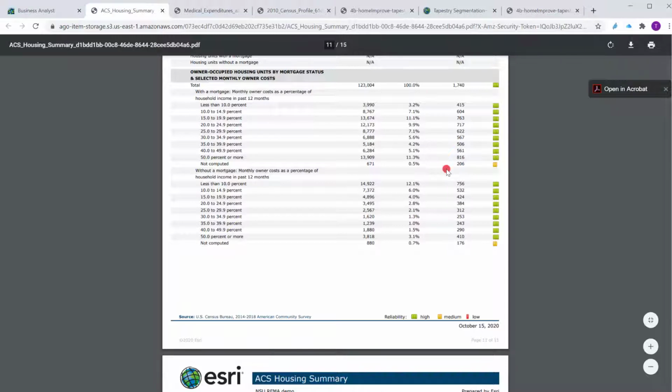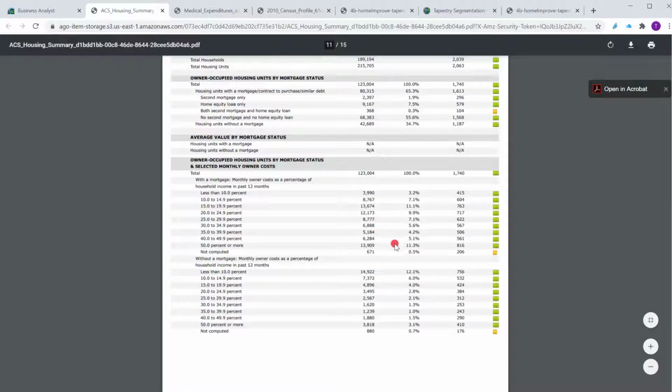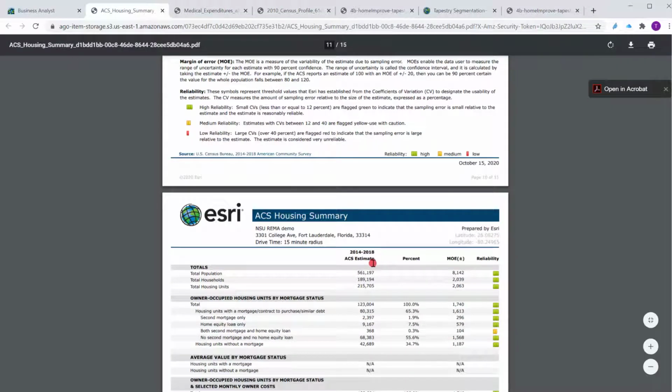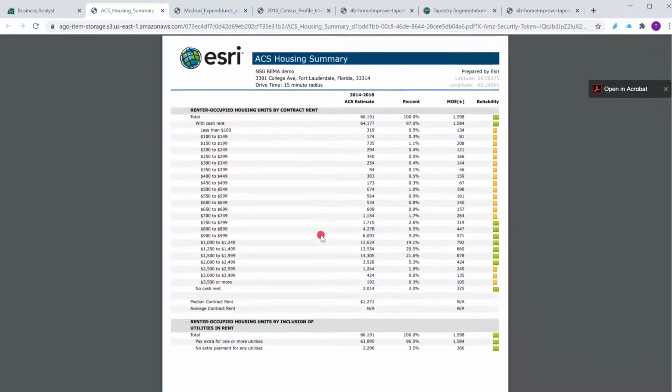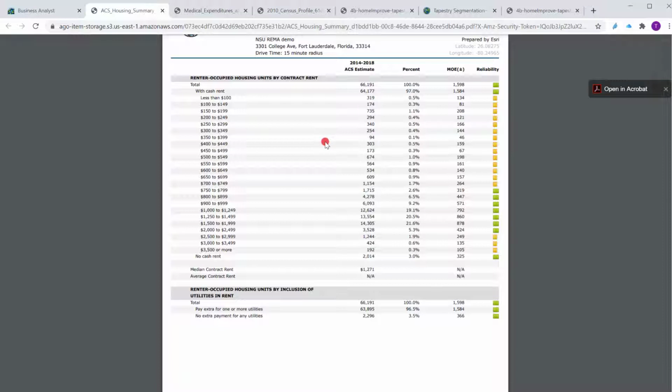How much they pay and where are those segments located? So not necessarily how much they pay, but what is the percentage-wise costs in the estimation and the percent. Without a mortgage, monthly owner costs. So you could map that out actually and trace it. Right now for us, it's good enough to see a breakdown in table form and maybe use it in some fashion. Renter-occupied housing units by contract rent.